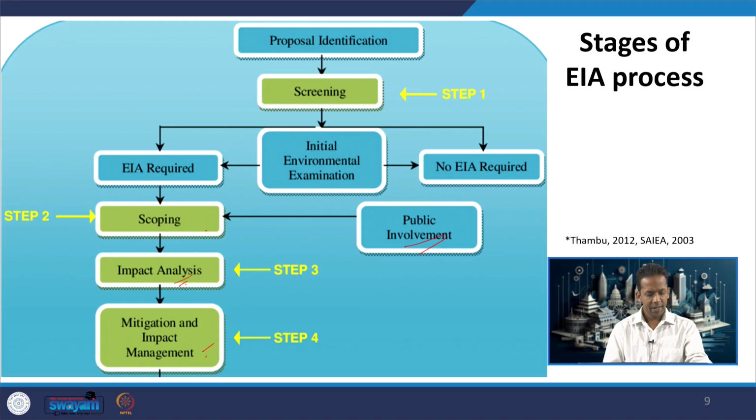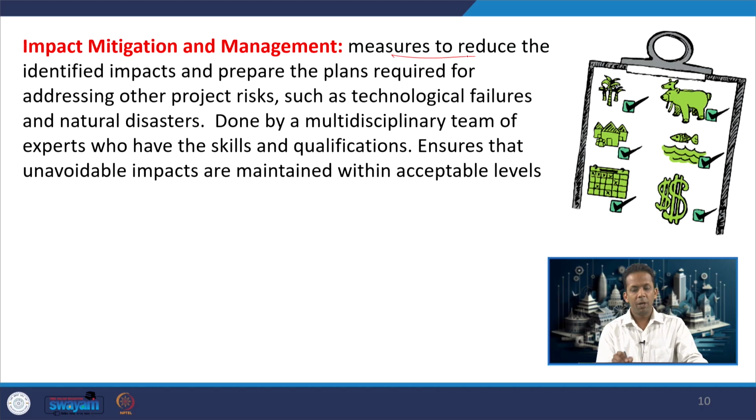So, after impact analysis or assessment, there is mitigation and impact management, which includes measures to reduce the identified impacts and prepare the plans required for addressing other project risks such as technological failures or natural disasters. So, once we have identified the impact, there is a need for mitigating or managing those impacts, and whatever measures and strategies are required, those would be detailed out in this stage of EIA, and it is typically done by a multidisciplinary team of experts who have the necessary skills and qualifications.